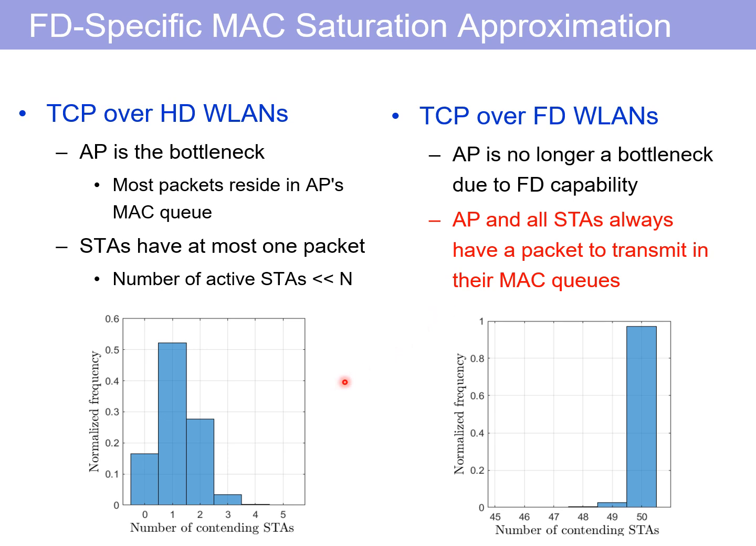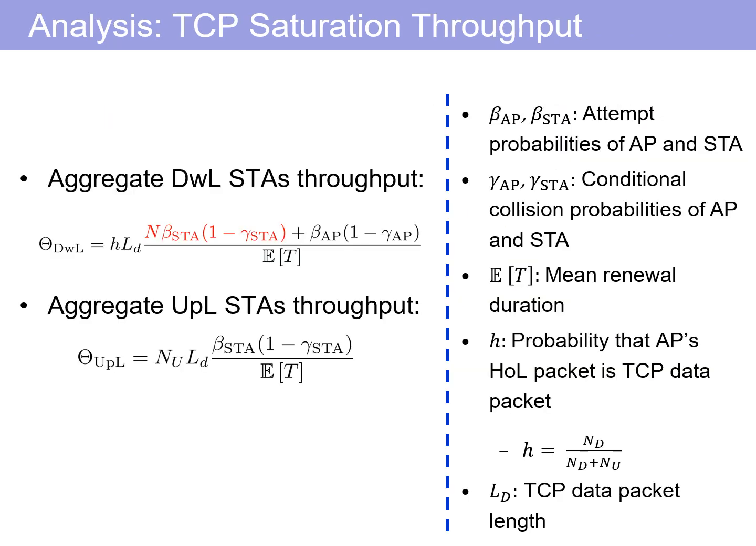Here we plot two figures which are the histograms for the number of contending stations in TCP over HD Wi-Fi and TCP over FT Wi-Fi for a system with n equal to 50 stations. In the figure on the left for TCP over HD Wi-Fi, we see that the number of active stations is never more than 3. However, in the figure on the right for TCP over FT Wi-Fi, we see that the number of contending stations is n equal to 50 with a probability of 0.97, thus validating our FT-specific MAC saturation approximation.